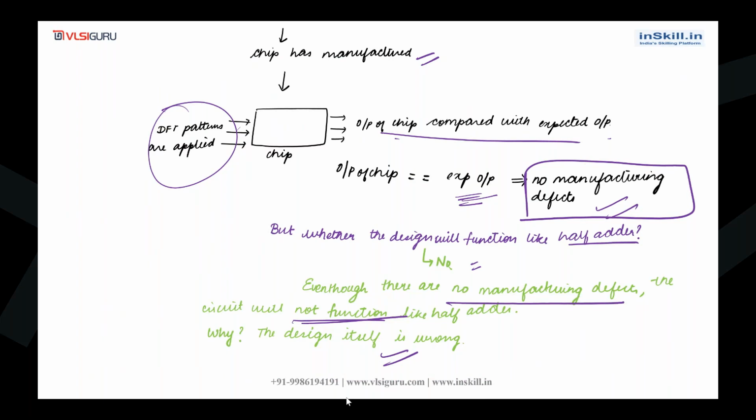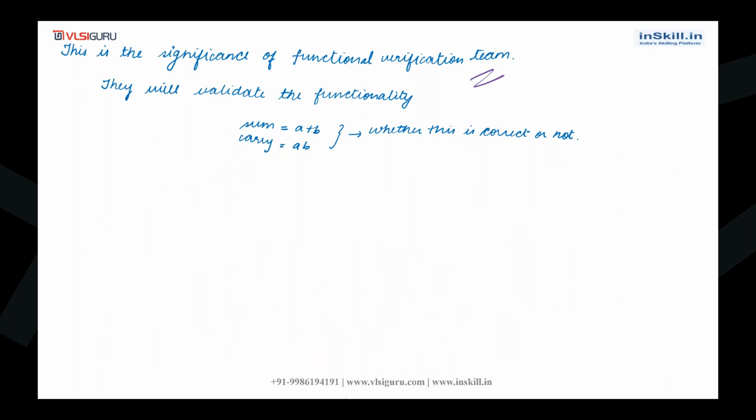So that is the significance of the functional verification team. They will be validating the functionality, whatever is written here, whether that is correct or not. That is what will be validated by the functional verification team. They will be validating the functionality.